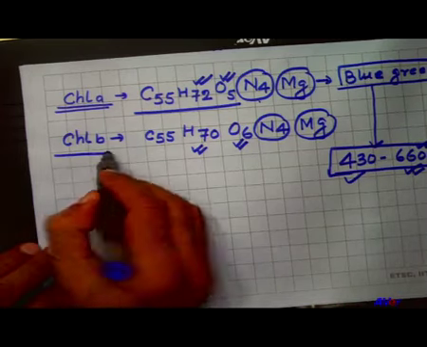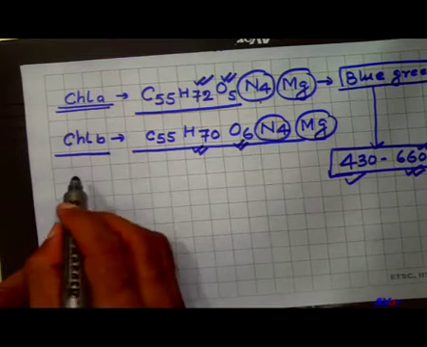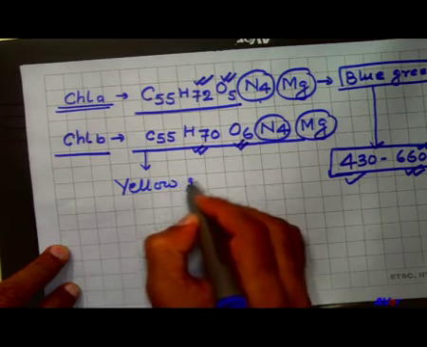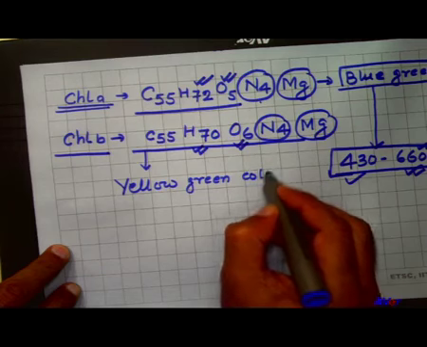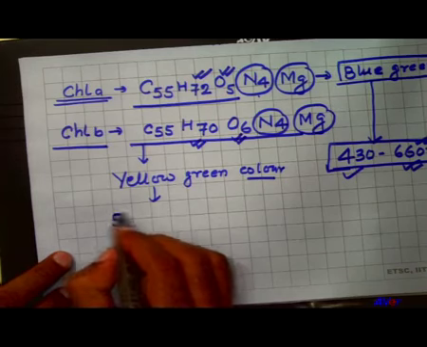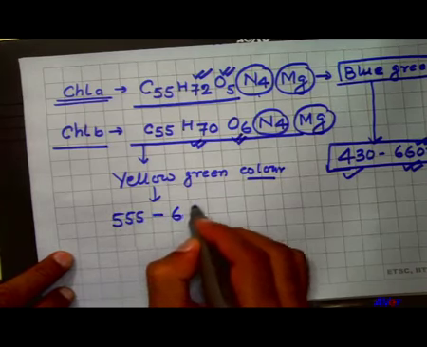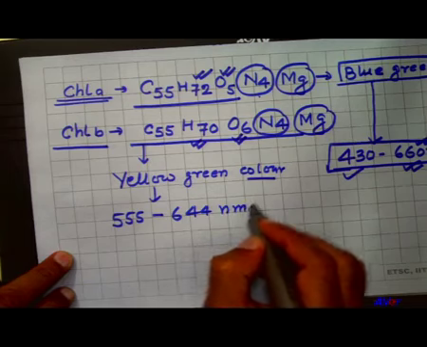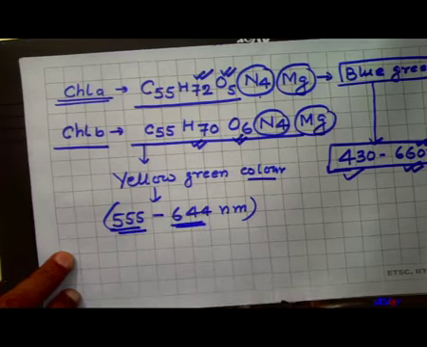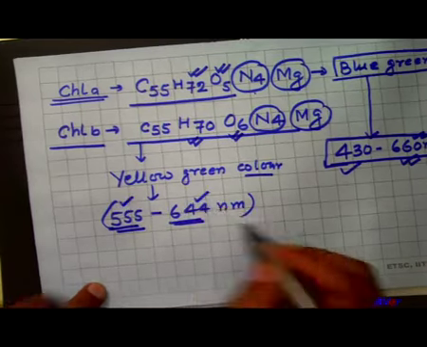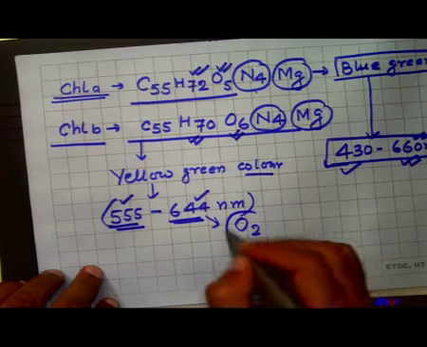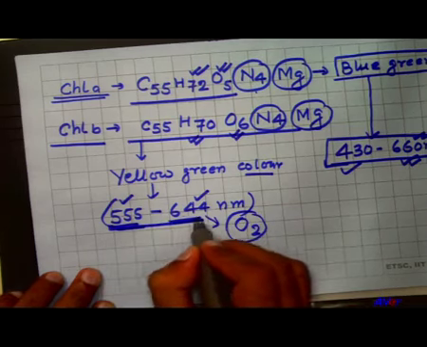In chlorophyll B, the molecular formula is this, and it is generally yellow green in color. It also receives wavelengths of 555 nanometer to 644 nanometer of light. This one is the lowest one, this one is the highest one. In this range, chlorophyll B evolves oxygen, and the rate of photosynthesis depends upon this range.